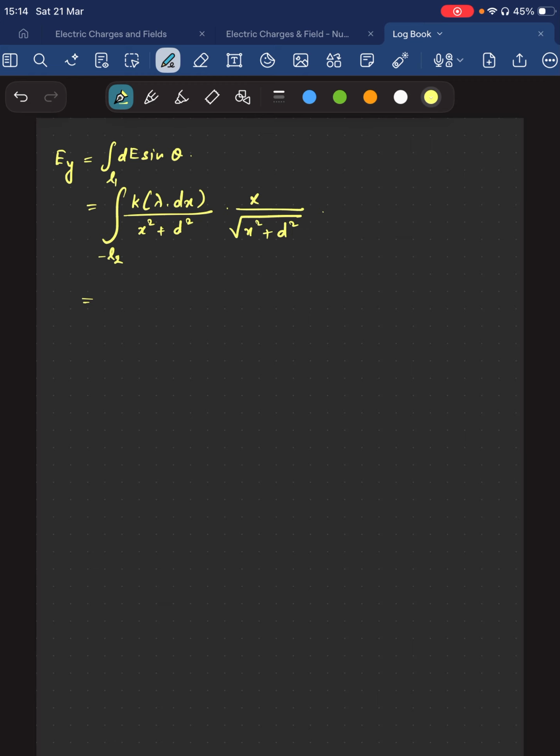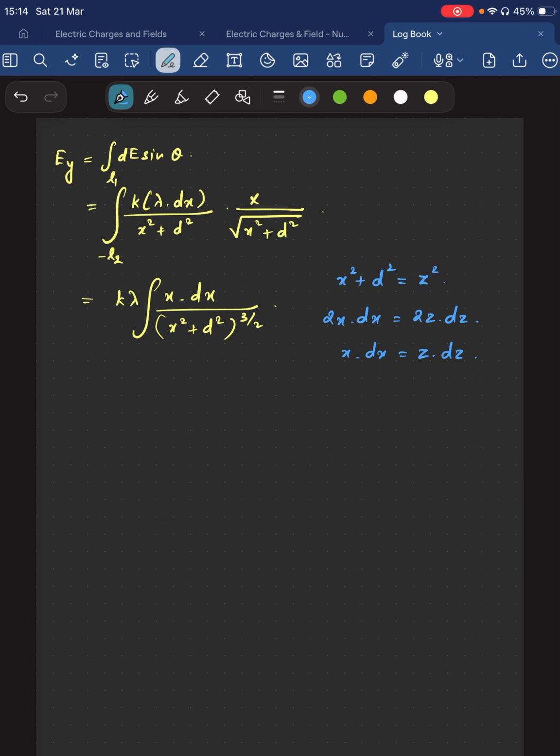Okay, so once again, removing constants from this integration, which in this case is just k lambda, we end up with the integral of x dx divided by (x squared plus d squared) whole power 3 by 2, right? And to solve this integration, I hope you recognize this pattern. Here it's better to take x squared plus d squared equal to some z squared. Then we'll get 2x dx equal to 2z dz, so x dx is equal to z dz. Making use of this substitution, we get k lambda, and instead of integral x dx we'll now have z dz. And x squared plus d squared is z squared, so z squared whole power 3 by 2 will give me z cube.